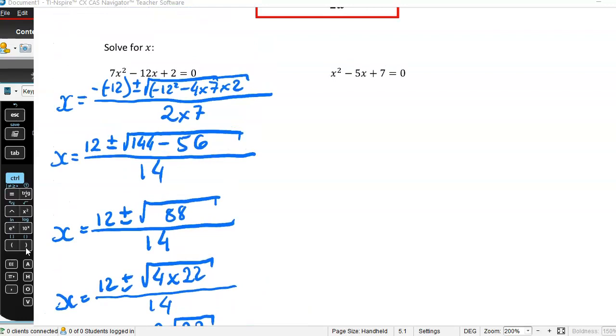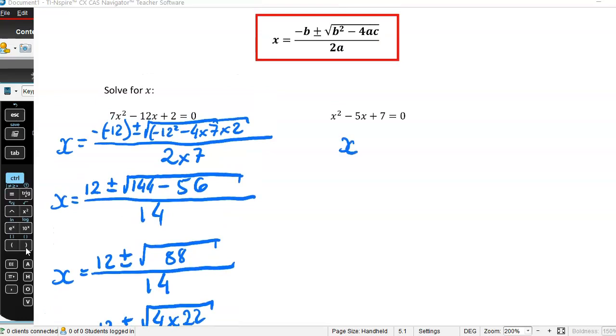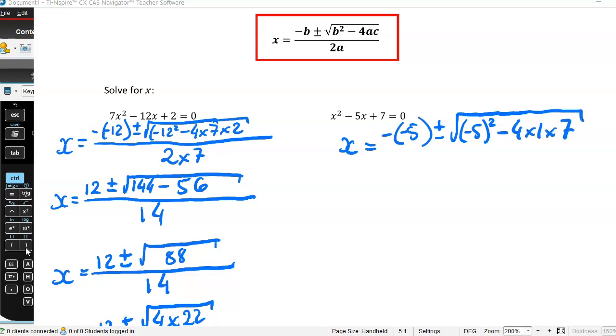Now let's look at this other one. Let's set this up. x equals negative 5 plus or minus the square root of negative 5 squared minus 4 times 1 times 7. By the way, when I was in high school, one of my teachers put a little tail at the end of my surd just so I could see where the surd ends. That's why I do it.